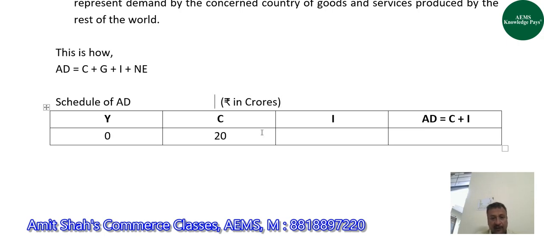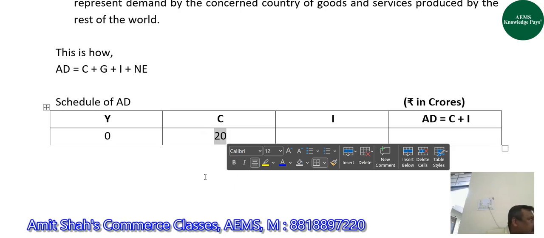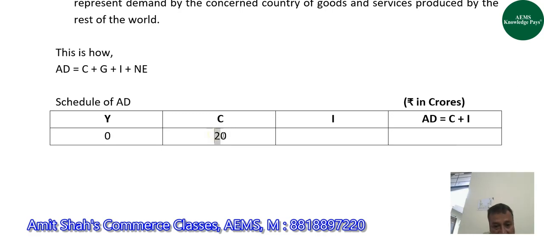And these figures are in crores. So suppose an economy does not have any income, then also it will have consumption expenditure, because then also its people require some goods or services for consumption, otherwise they will die. They cannot survive. Are you getting my point, guys, or not? How will they meet this consumption expenditure?